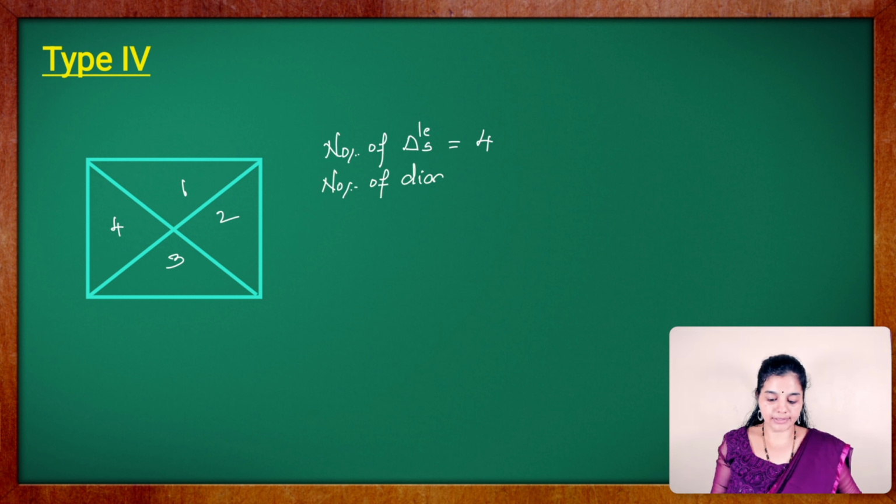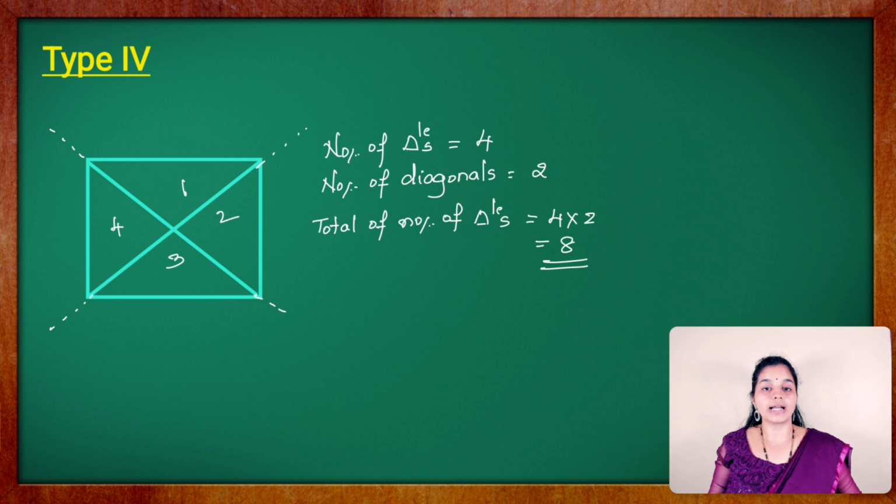Then we have to count the number of diagonals. How many diagonals are there? You know a square or rectangle has 2 diagonals. This is one diagonal here and this is another diagonal. So we have 2 diagonals. For counting the total number of triangles in the given figure, we have to multiply these two. So it is 4 into 2, that is equal to 8. So we have 8 triangles in the given figure.